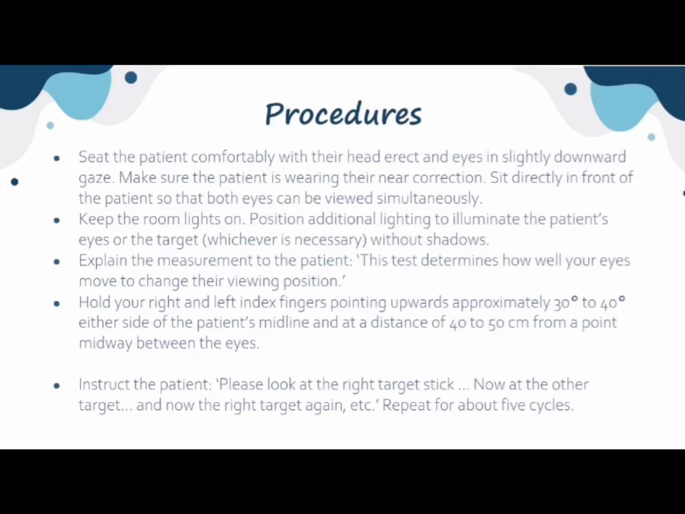Fourth, hold your right and left index fingers pointing upwards approximately 30 to 40 degrees either side of the patient's midline and at a distance of 40 to 50 centimeters from a point midway between the eyes. Fifth, instruct the patient: please look at the right target, now at the other target, and now the right target again. Repeat this test for about 5 cycles.